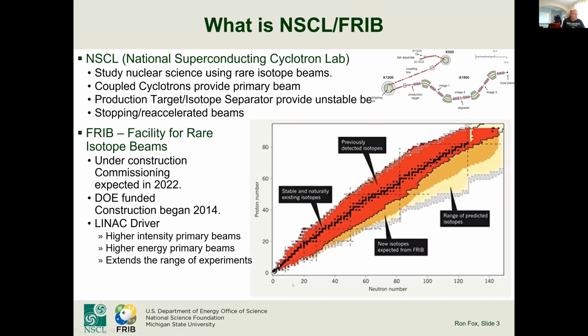This plot here is a plot of isotopes. For a given nucleus, you have the proton number on the y-axis and the neutron number on the x-axis. These black dots here are the isotopes that occur in nature, the stable or nearly stable isotopes. NSCL has allowed us to study the characteristics of these isotopes in the red region. FRIB will extend our range of study to this orange region, and it's hard to see, but there's a little orange region up here on the proton-rich side as well. So we're going to be looking at mostly neutron-rich isotopes.